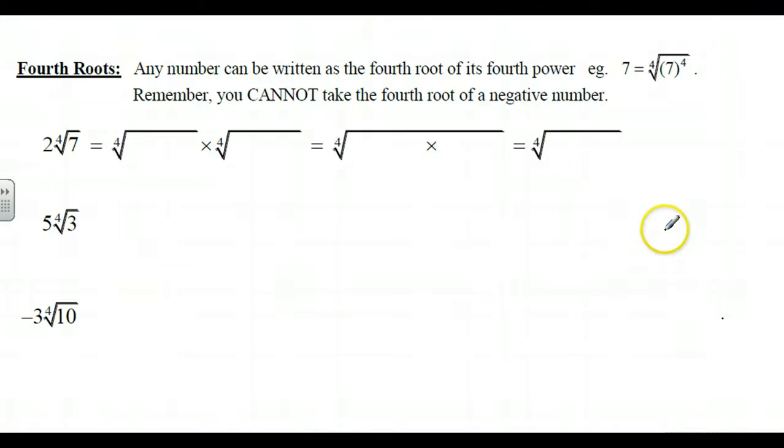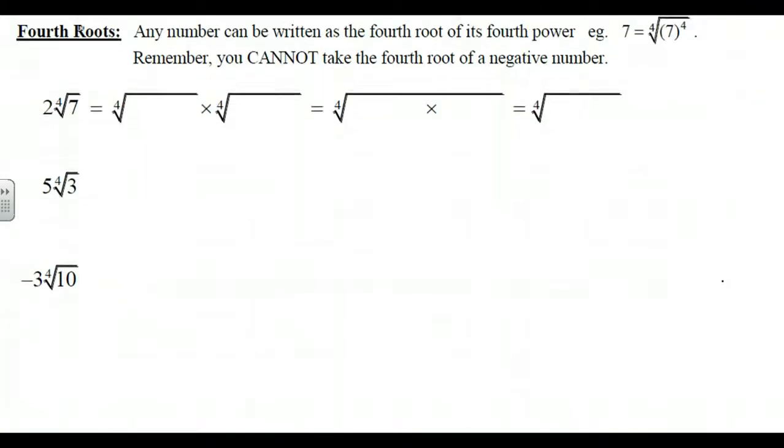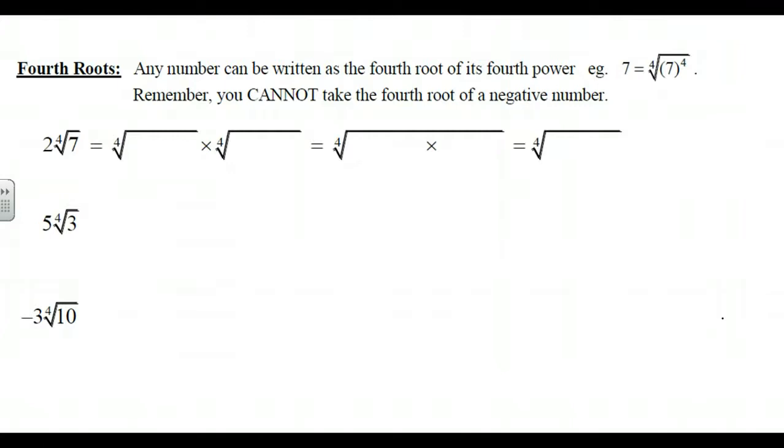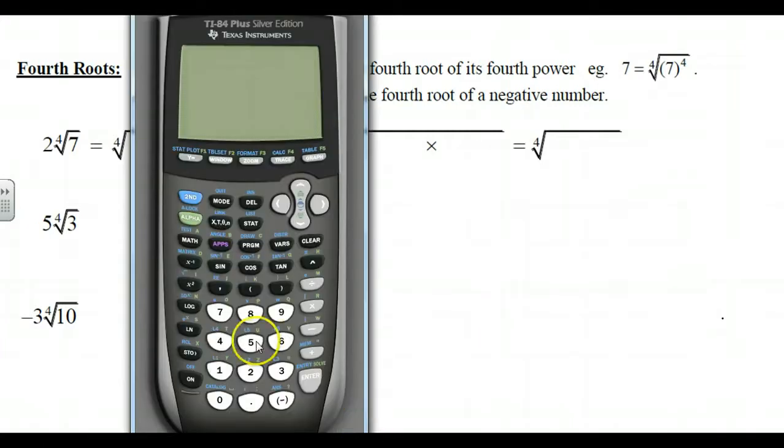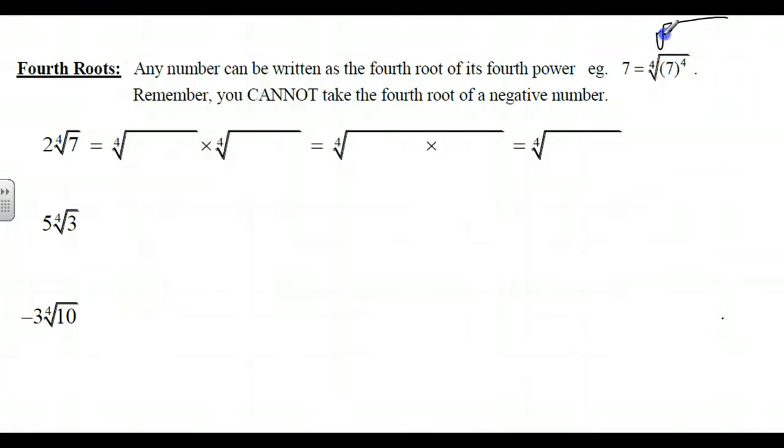Fourth roots. Any number can be written as the fourth root of its fourth power. I don't know what 7 to the fourth is offhand, right? So we would have to calculate 7 to the 4th, and that's 2401. So this is really the fourth root of 2401. But 2 to the 4th I know. So if we want to write 2, we say it's the fourth root of 16, times 7, which is 16 times 7 under the fourth root, and that's 112. Then 5, the fourth root of 5.